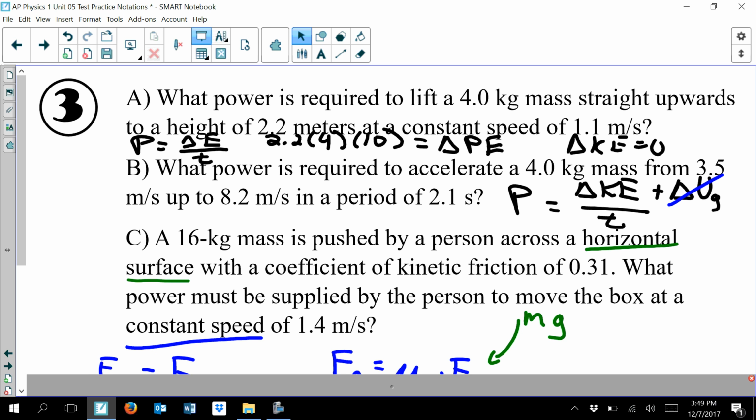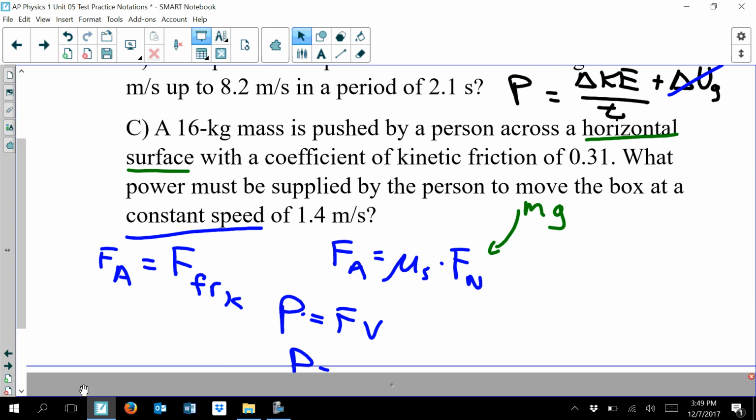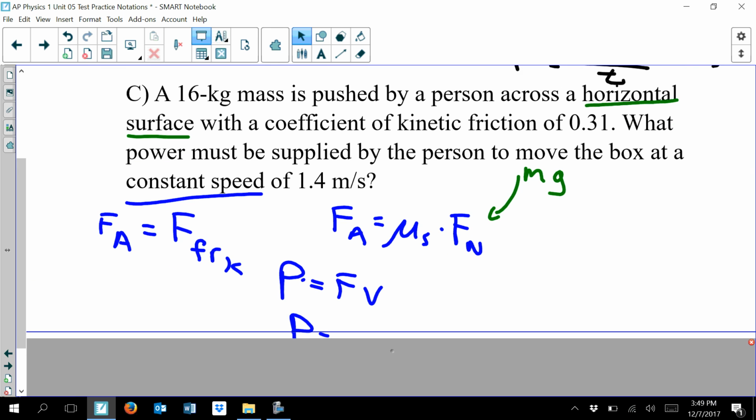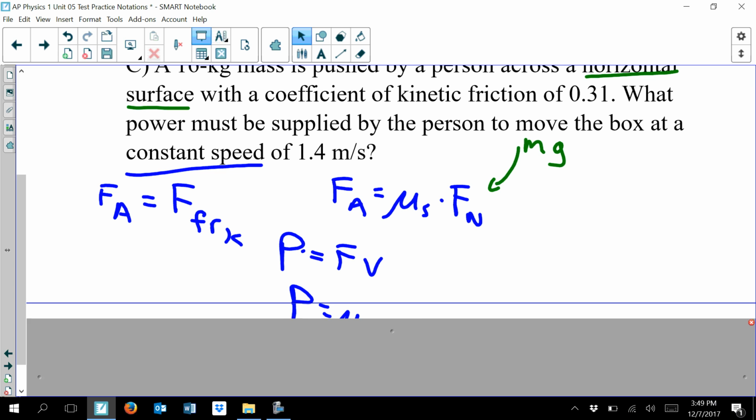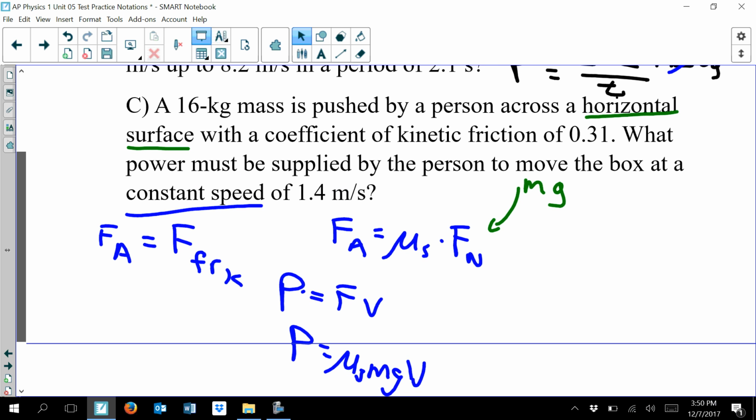And for letter C, we've got a 16-kilogram mass pushed across a horizontal surface with coefficient of friction. What power must be supplied to move the box at a constant speed? So for this one, I started by saying, all right, the applied force, the force that I'm pushing with, has to be equal to my force of friction. I know that because it's moving at a constant speed. That means no acceleration. That means no net force. So those two must be equal.